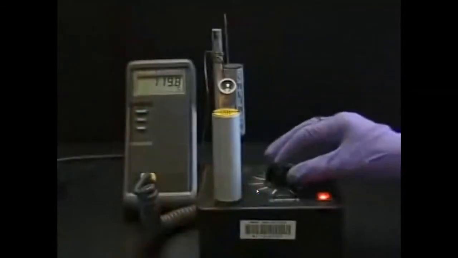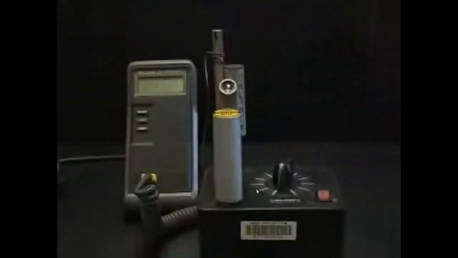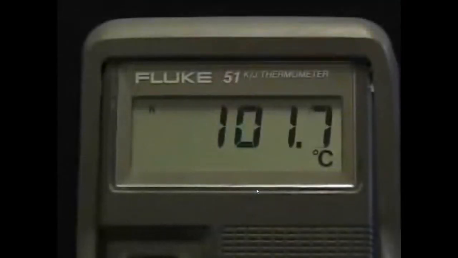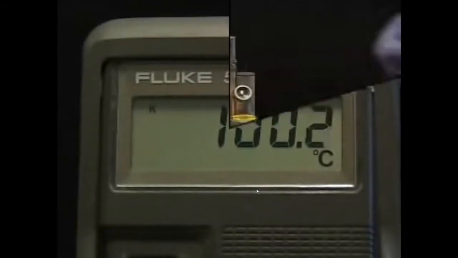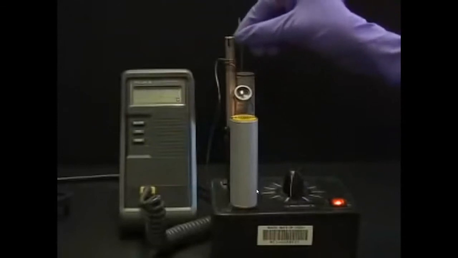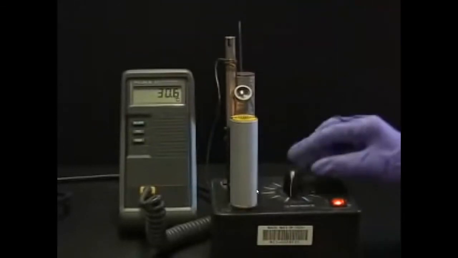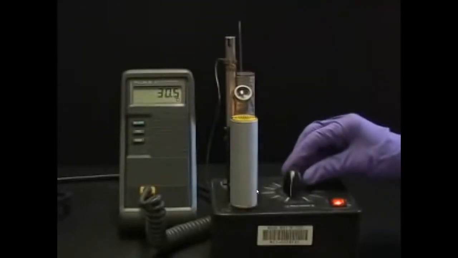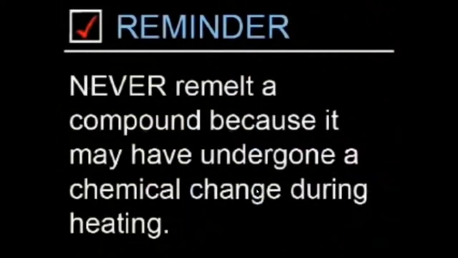Finally, record the temperature when the last crystal disappears. Turn down the voltage, remove the melted sample, and throw it into the proper waste receptacle. Allow the melt temp apparatus to cool to 20 degrees below the melting point of the compound, and repeat the process 2 more times with the remaining samples to ensure reproducibility. Never remelt a compound because it may have undergone a chemical change while heating, such as oxidation, decomposition, or rearrangement.